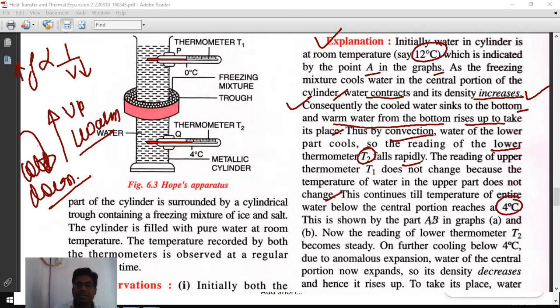So this is shown by the graph from A to B. Now the reading of the lower thermometer T2 becomes steady. When the water cools below 4 degrees Celsius, due to the anomalous expansion of water, the portion now expands, so its density decreases. Hence it rises and takes the place. Right, so this is the explanation for Hope's experiment or Hope's apparatus.